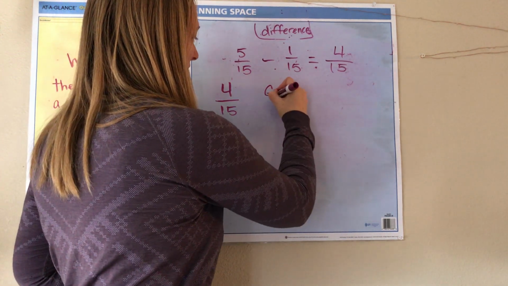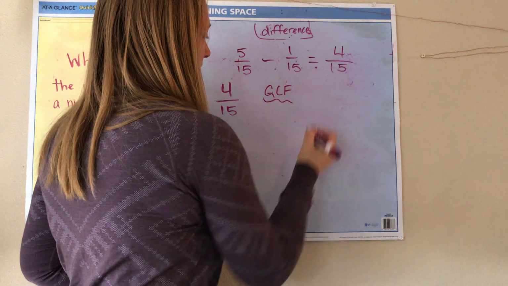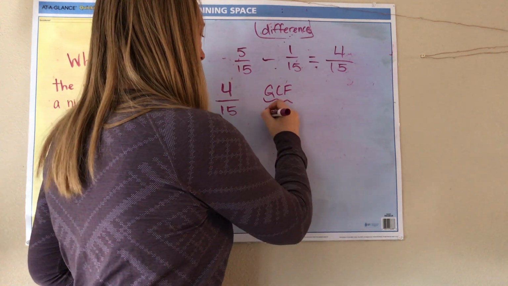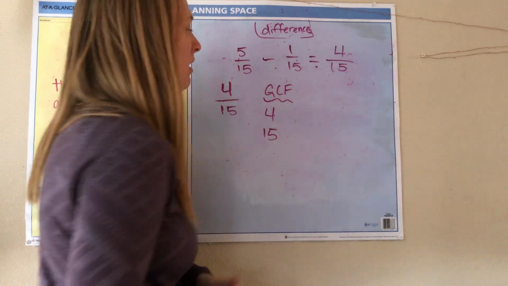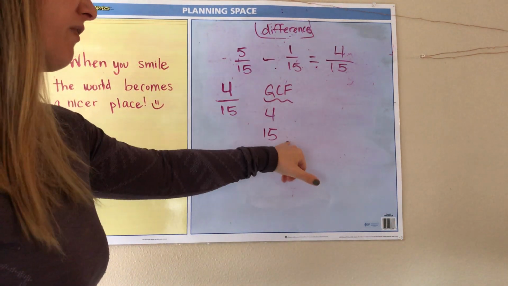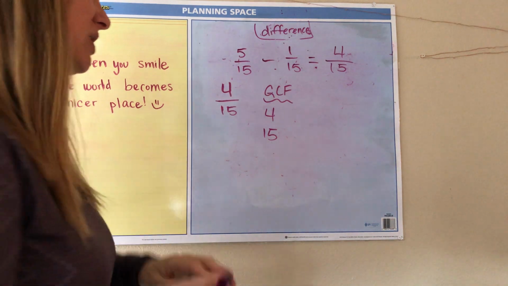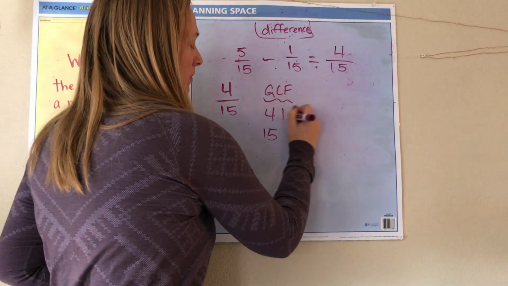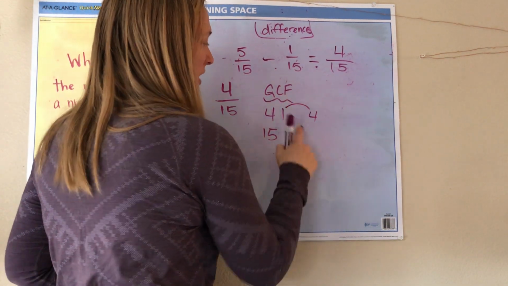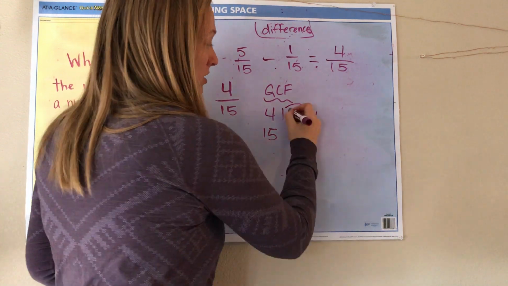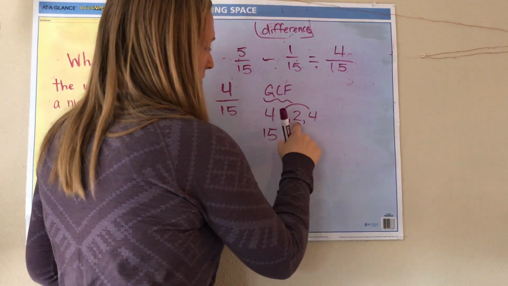So I'm going to find the GCF of 4 and 15. Now, if I find a GCF other than 1, then that means I can reduce this fraction. So always start with 1 and 4. 1 times 4 equals 4. 2 times 2 equals 4. I'm just going to put 2 there.